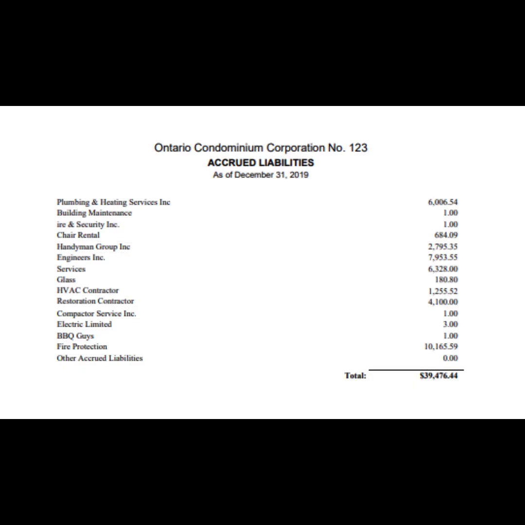On page 10 is the accrued liabilities as of December 31st, 2019. The accrued liabilities are expenses incurred by the corporation but has not yet received the invoices. To properly account for the liabilities in the month that the service is incurred, the amount payable is entered in the list of accrued liabilities so that the expense is properly reflected in the correct month. The accrued liabilities is paid from the operating fund.